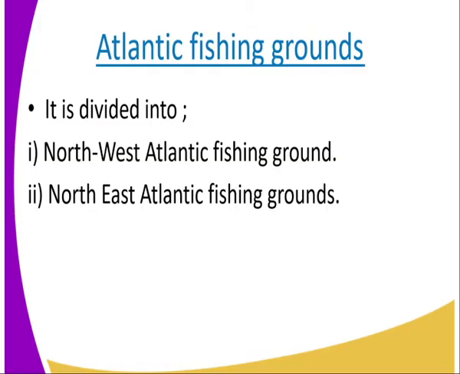The Atlantic fishing ground is divided into two. There is the Northwest Atlantic fishing ground and the Northeast Atlantic fishing ground. We are going to start with the first one, that is the Northwest Atlantic fishing ground.